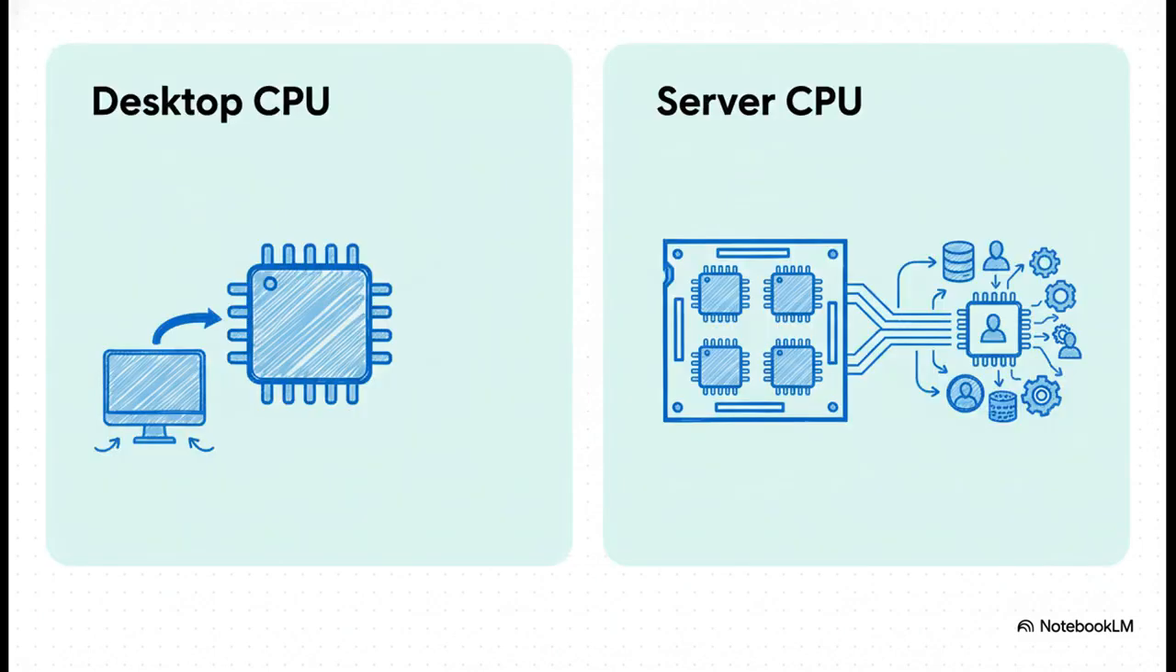This all starts with the brain, the processor. Your desktop CPU is a solo artist. It's powerful, but it's designed to work alone. A server CPU, it's a team player. They're designed so you can slap multiple processors onto one motherboard, and they all work together to tackle huge workloads.